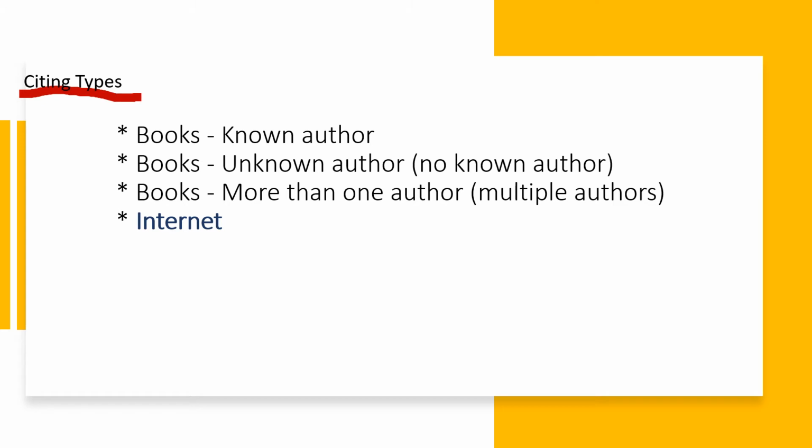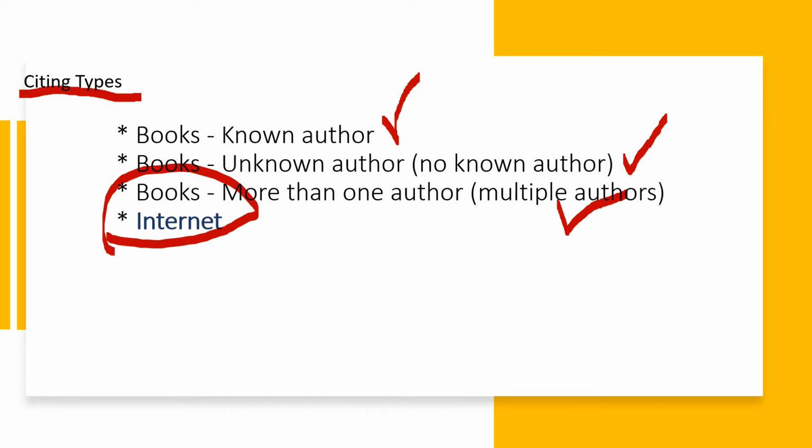There are many citing types, more than this. Books, when you have a known author. Books, when you have no known authors. Books, where you have multiple authors, and then the internet. I'm not going to fool myself. Most of you are going to use the internet, okay? So I won't spend time showing you how to do these. I'm going to spend time showing you how to quote from the internet. But know that everything is available online anyways, and chances are you won't be consulting books even come September. You'll be consulting the internet.